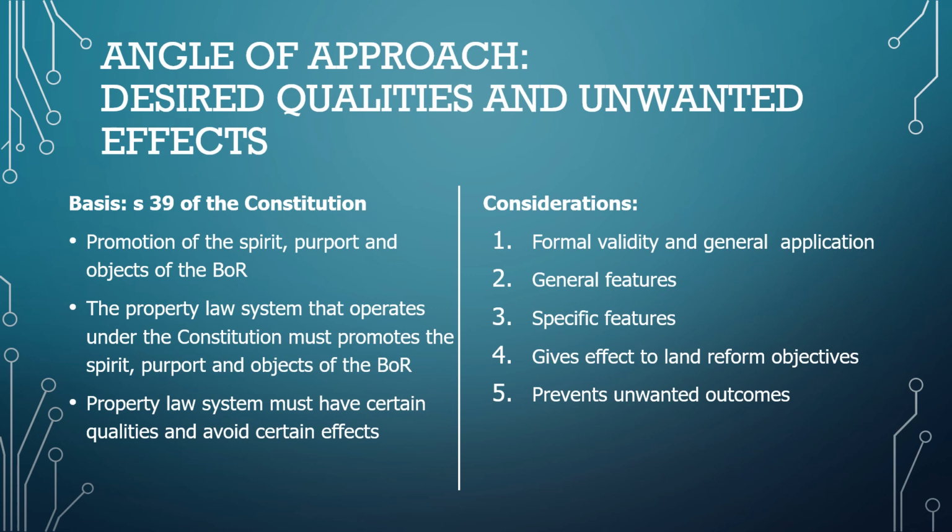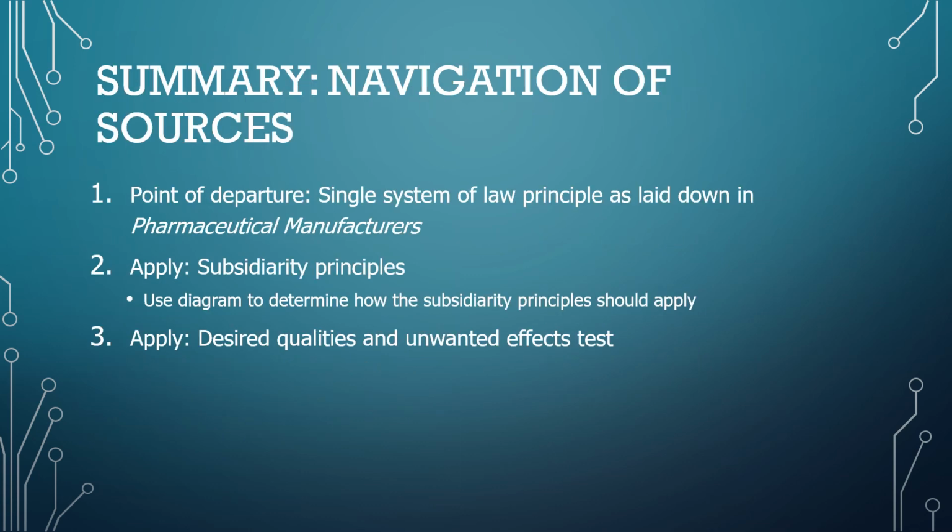When determining which is the most appropriate source of law between different options, it must be established whether and to what extent each of the sources, with their specific eligible causes of action, promote the principle of a single system of law which demonstrates these characteristics while avoiding unwanted outcomes. So by way of summary then, when having to decide what source of law should be relied on, where there is more than one applicable source, the point of departure must be the single system of law principle.